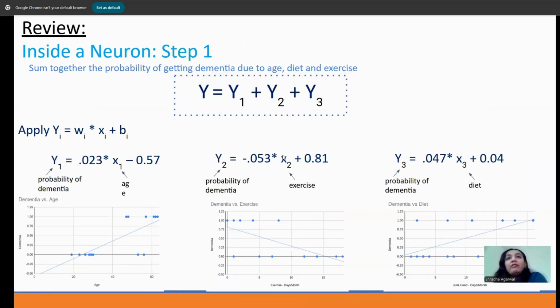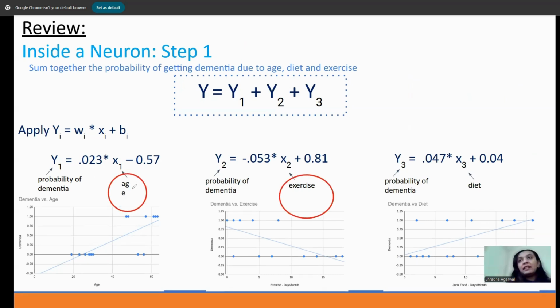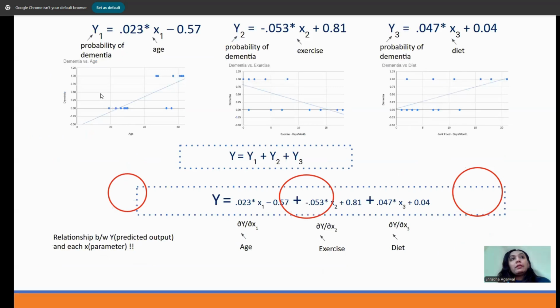Now on your screen, we have gone through this slide again, but we will do the loss function on the same problem so that we do not have any difficulty in understanding. Now we are inside one neuron. Here, guys, we had three independent variables: age, exercise, and diet, right? And when I put them together into one equation, now my equation looks like this.